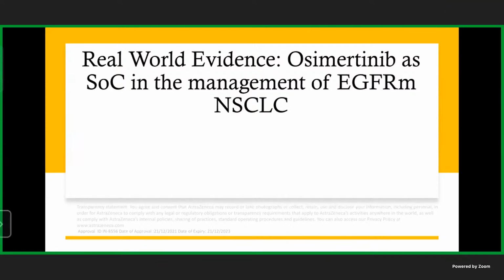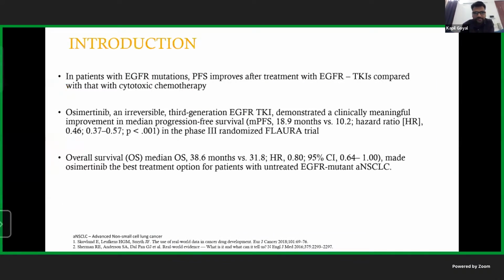So I'll be taking you through the real-world evidence of osimertinib. It's the standard of care today in the management of non-small cell lung cancer. Can you just check your microphone? Your voice is very low. Can you be a little closer to the mouthpiece? Okay.